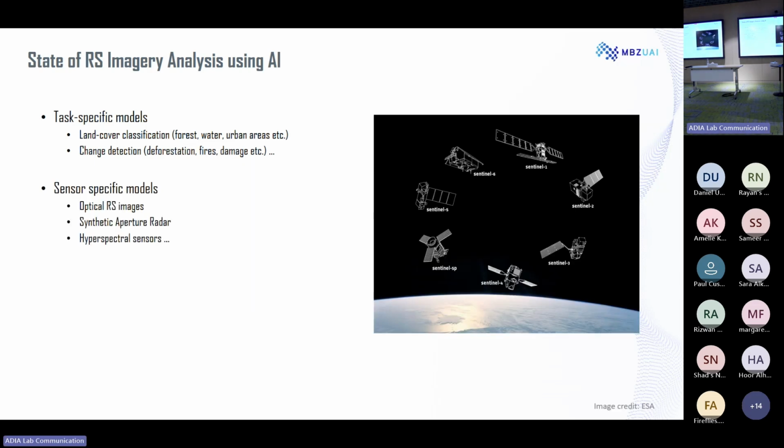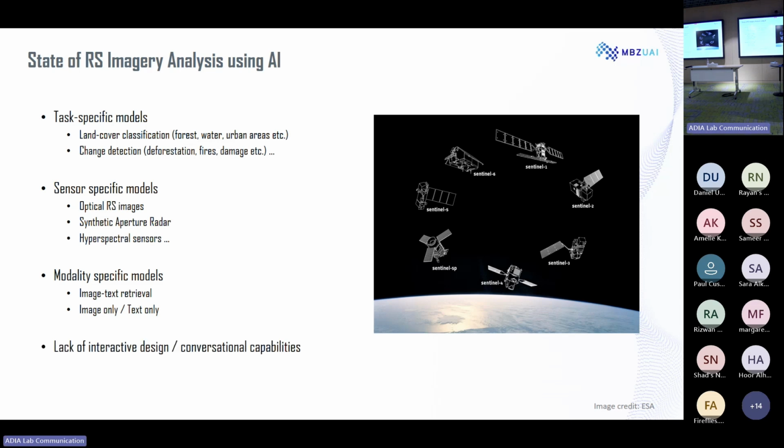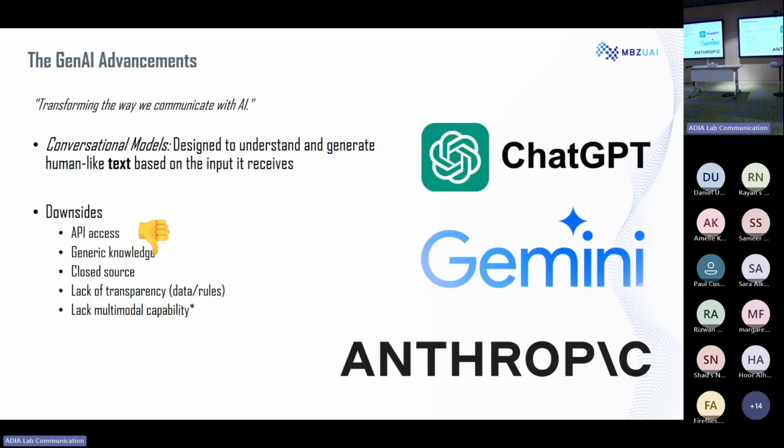Then we have the sensor-specific models. For example, there are models specifically trained for optical remote sensing imagery, or SAR-based imagery, or hyperspectral imagery. Most of the models we find work only on images, and the user cannot query them using natural language. And even if we find some models that do take textual input, again they are very task specific. So they lack the ability of conversation which we need.